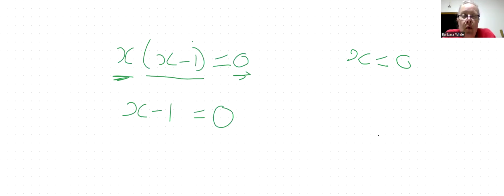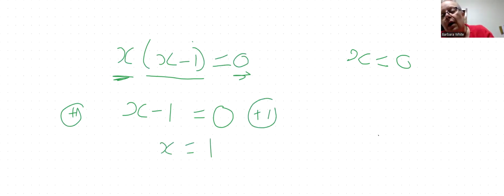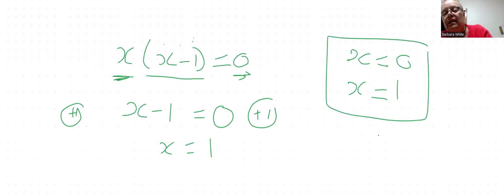Well, I know that 1 take 1 is 0. Or, you know what, I can do algebra here. I can add 1 to each side to get rid of the 1. And I can go x equals 1. So if x was equal to 1, y would be 0. 1 take 1 is 0 times anything is 0, right? So these are the 2 points on the graph where that parabola crosses the x-axis.